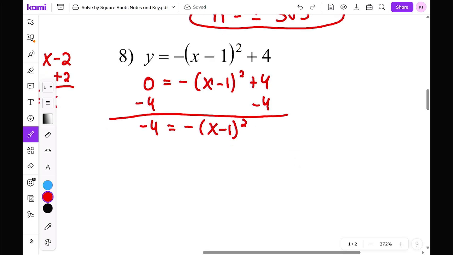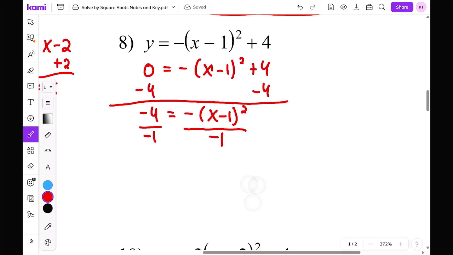So I'll have negative 4 is equal to negative parenthesis x minus 1 squared. Now, this question compared to the last one, we have a negative in the front. And to get rid of that negative, I'm going to divide both sides by -1. So -4 divided by -1, and negative divided by negative is going to give me a positive. So now that will give me 4 is equal to x minus 1 squared. Then I square root both sides to get rid of the square over my parentheses. So then I'll get x minus 1 is going to be equal to the square root of 4, which is 2.